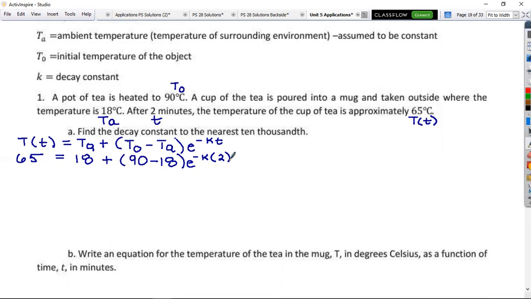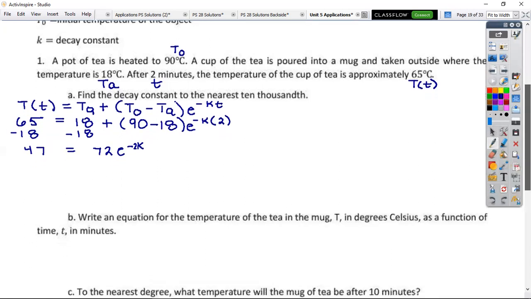All right, so you're going to solve this just like you've done in the past. The first step, subtract your 18 over. So I'm going to go minus 18, minus 18. What is this, 47? Equal to 90 minus 18 is 72. E raised to the negative 2K. That looks better.